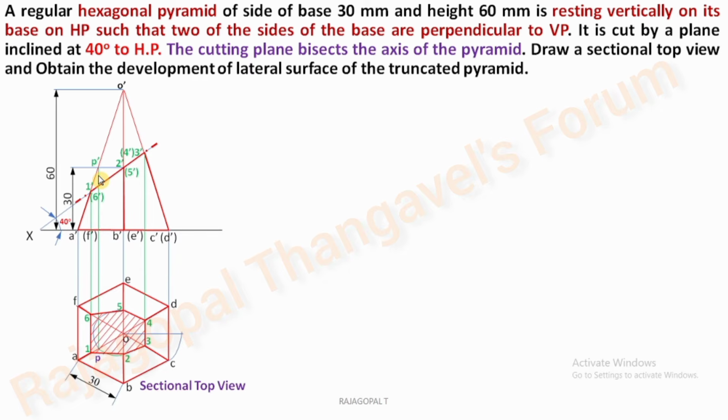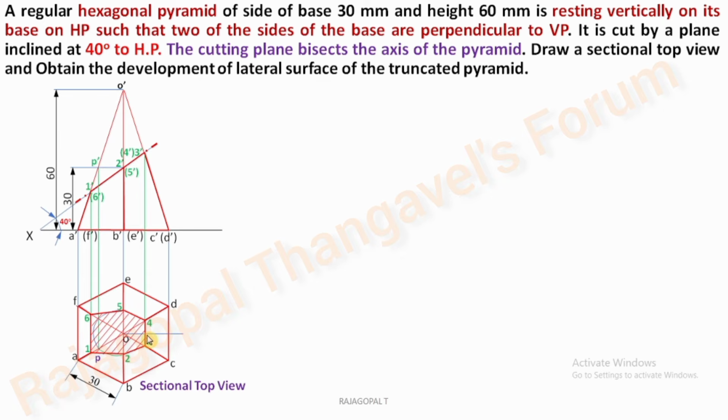Here we are following radial line development. In radial line development, the condition is any one of the slant edge of a pyramid must be parallel to XY. As per this problem, no slant edge is parallel to XY. In the top view, no slant edge is parallel to XY. If you check any of the slant edges are parallel to XY, no.